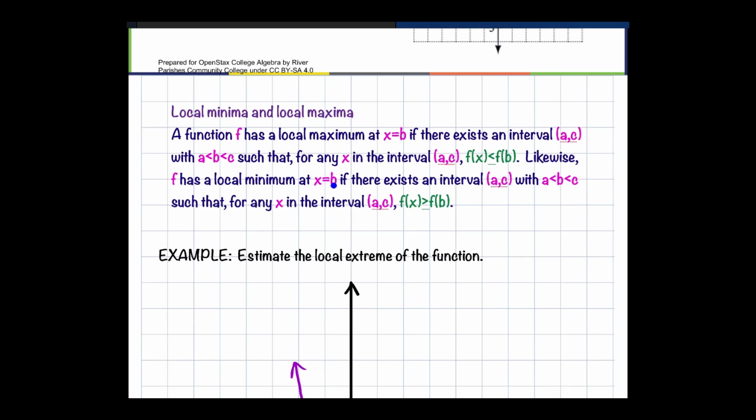Likewise, f has a local minimum at x equals b if there exists an interval ac where a is less than b is less than c, such that for any x in the interval ac, f of x is greater than f of b. So this would be where here's your a, b, c. F of a is greater than f of b. So it's a lower point, kind of in the midst of the whole thing.